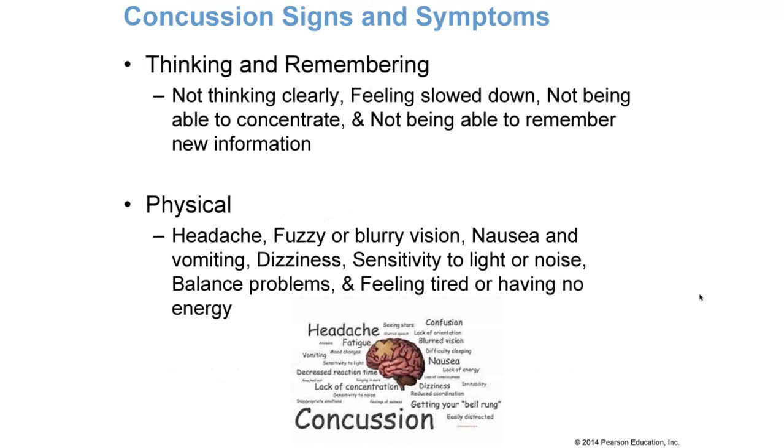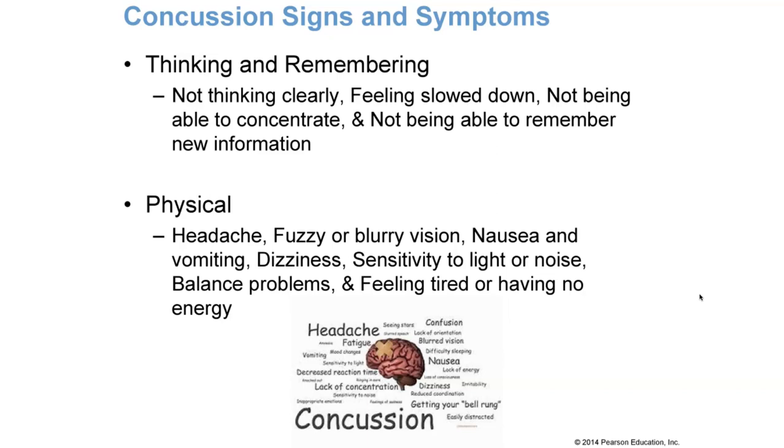Now, some of you may have already suffered a concussion. It could be through sports, it could be through other activities. Not all of these symptoms are going to be for everybody. Some concussions affect people differently. Some of the common areas that we can see symptoms appear are in their thinking and remembering, their physical abilities, their emotions and their mood, and as well as their sleep.